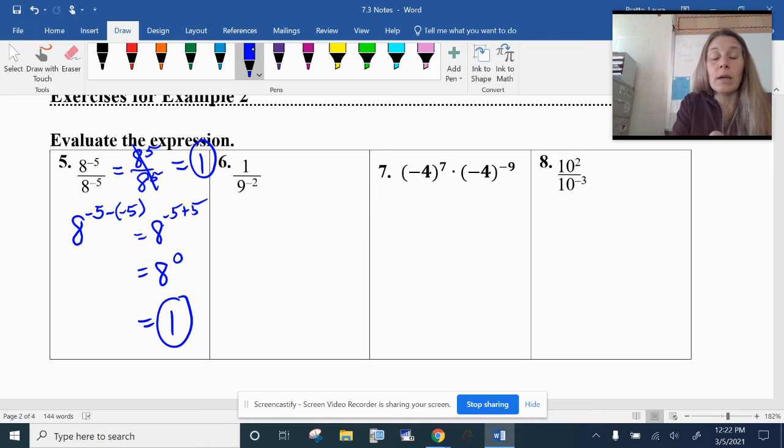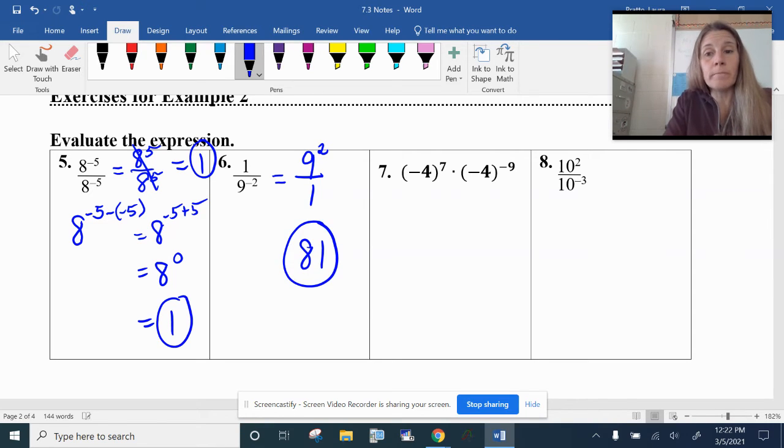Okay, number 6, the 9 has a negative exponent, so we're going to move it to the top, making the exponent positive, and then 9 squared simply works out to 81.